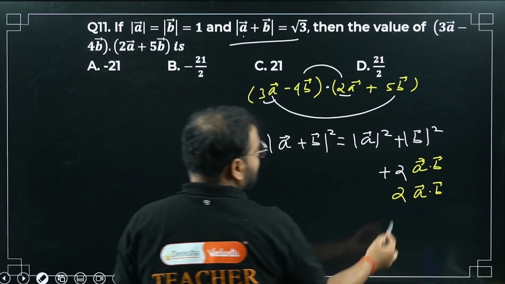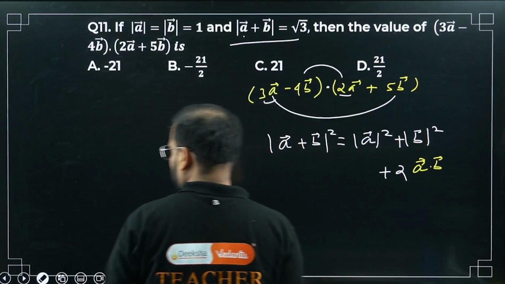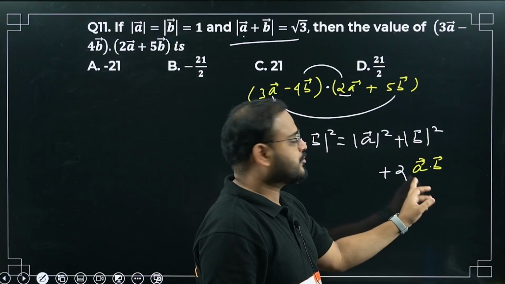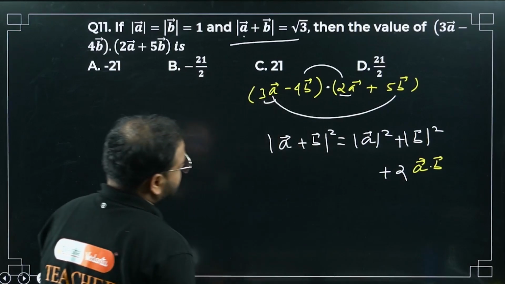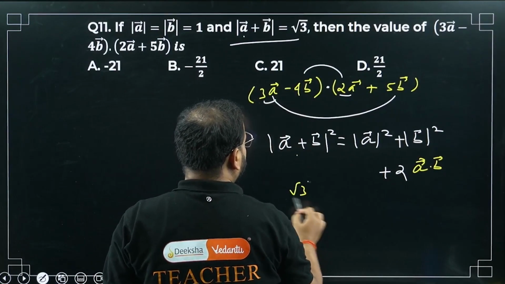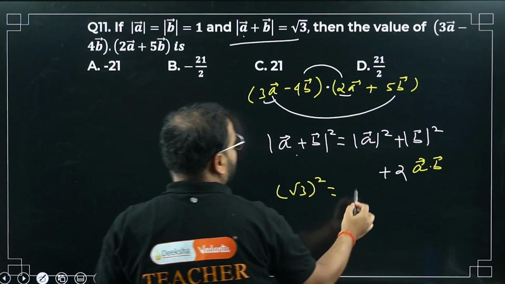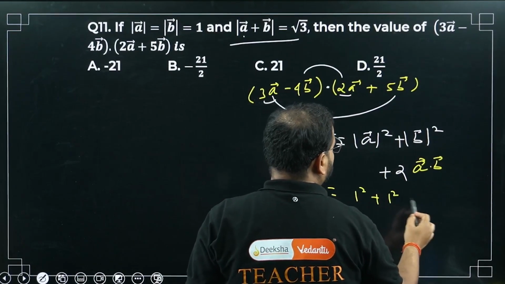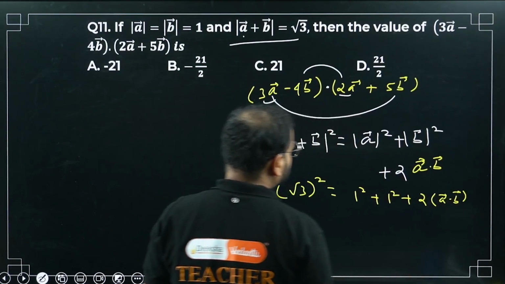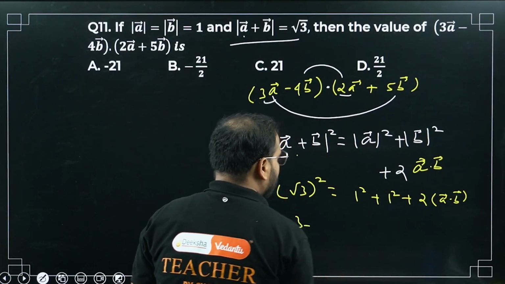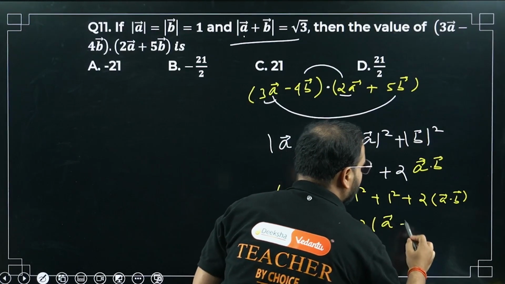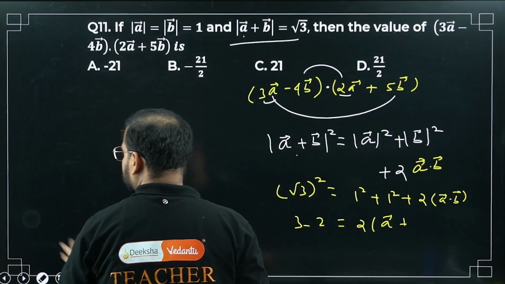How did I write this in this form? I'm not writing cos theta here, I'm writing it in the form of vector dot product, so A dot B. Okay, I know this LHS value, root 3 square, equals A square, so 1 square plus 1 square plus 2 times A dot B. This is 3, and 1 plus 1 is 2, so 3 equals 2 plus 2 times A dot B.